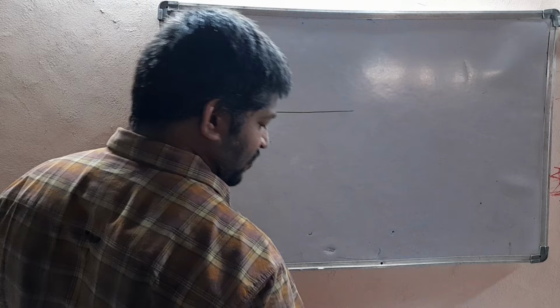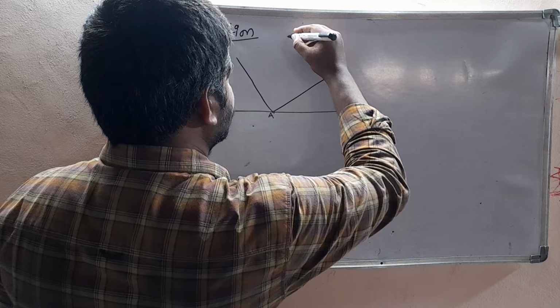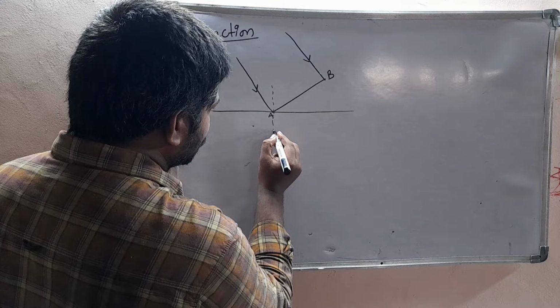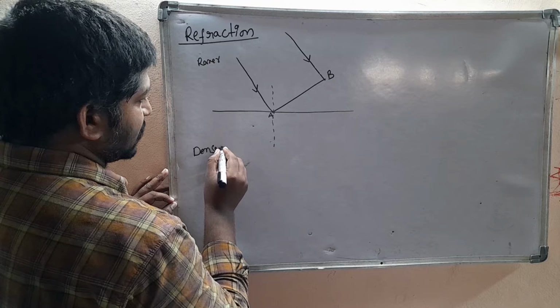I will take a wavefront like this. It is the wavefront, it is point A. Then I will take another wavefront like this. It is point B. Okay friends, I will draw a normal at point A. We have an assumption: it is a rarer medium, it is a denser medium, and V1 is the speed of the light here, V2 is the speed of the light here.